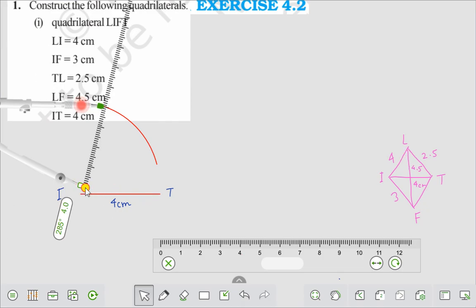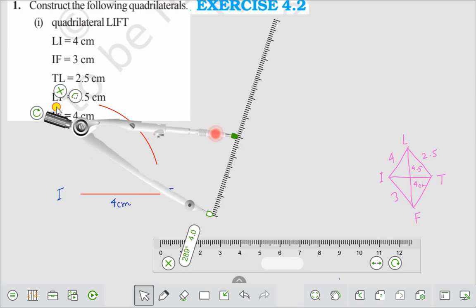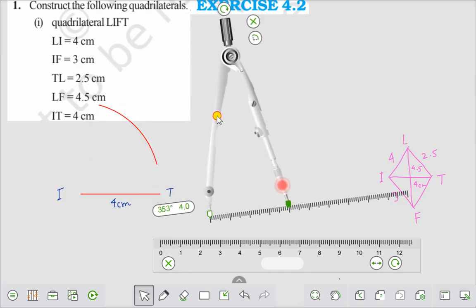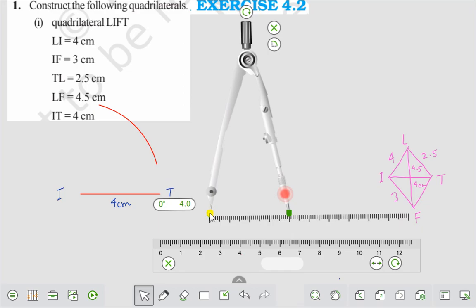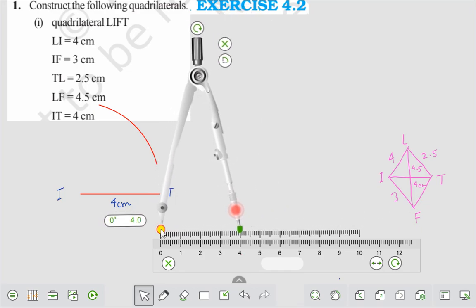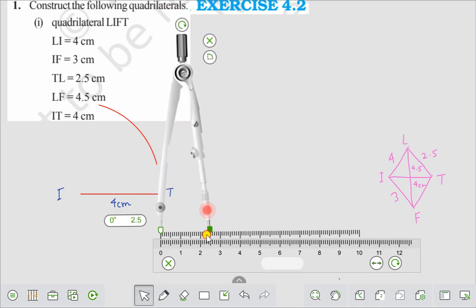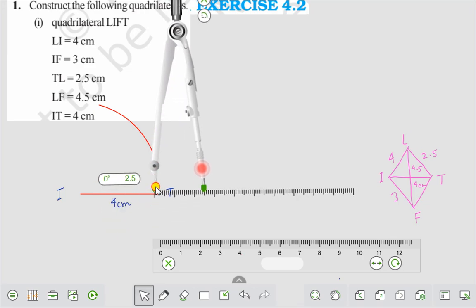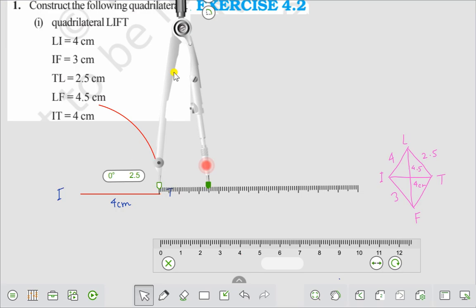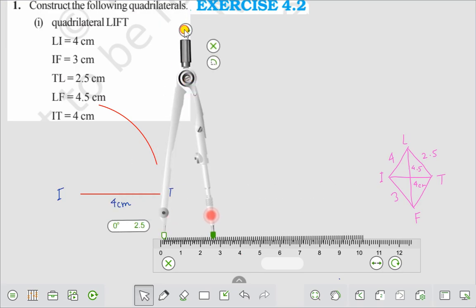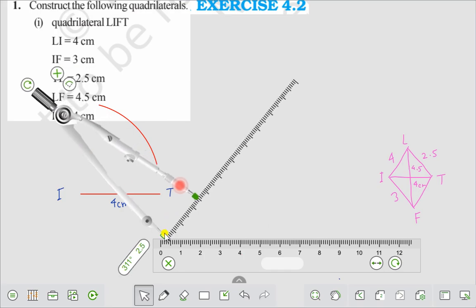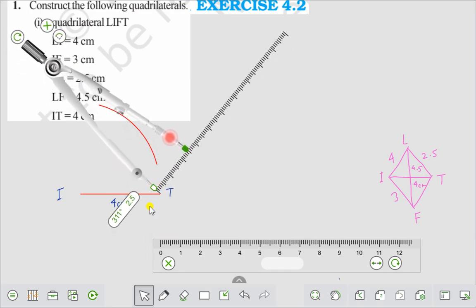Again, take this pointer and take the length of 2.5 cm. Take this pointer at 0 point and take 2.5 cm. You see, this is 2.5 cm. Take this pointer at T and make an arc here with length of 2.5 cm.